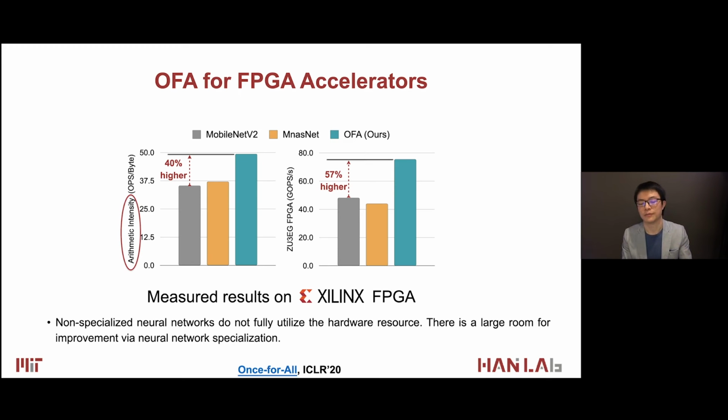Such a once-for-all training procedure and search method can achieve a higher arithmetic intensity, meaning that it's less memory bound compared with other workloads like MobileNet V2 and MNASNet. Therefore, it achieved higher GOPS per second, not the peak throughput but the achieved throughput, 57% better than MobileNet version 2. So making it hardware aware is very important, since here we use the latency as the feedback during the search process.